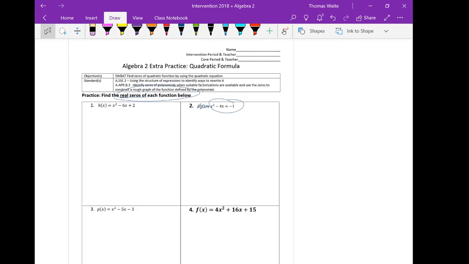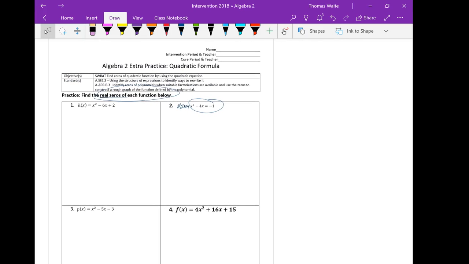All right, so try out those 4 problems. When you're done, check your solutions with your intervention teacher, and then you are all set to show that you've done some extra practice on lesson 12a, finding quadratic solutions using the quadratic formula.